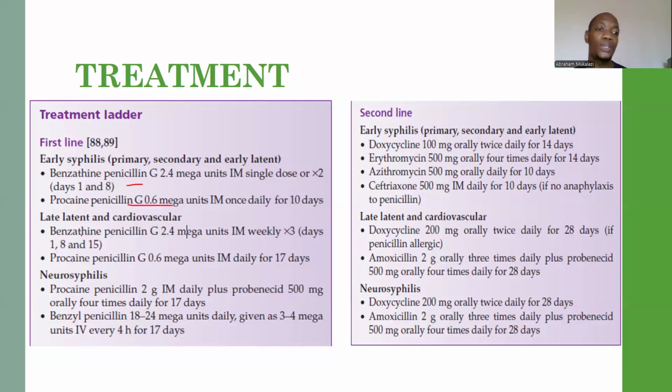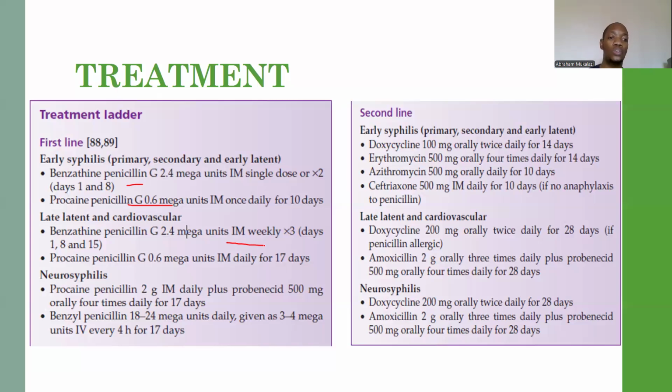But when it comes to late latent syphilis or cardiovascular syphilis, you still use benzathine penicillin, but in this case you give it weekly for about 3 weeks. So you can give on day 1, day 8, and then day 15. Those are about 3 weeks interval.